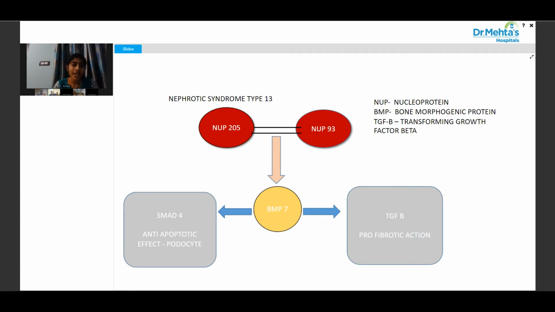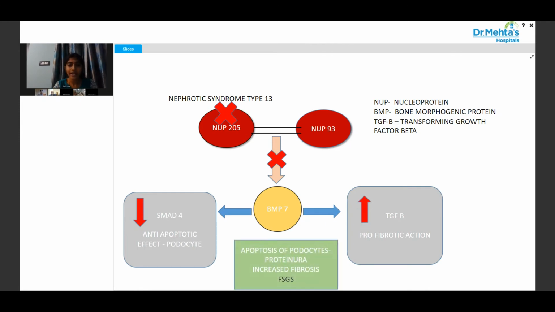In this case, child had a defect in the NUP205 gene. As a result, there was disintegration in the membrane, which had an effect on bone morphogenic protein 7, leading to the disequilibrium in the two signaling pathways, which led to downregulation in the SMAD4 pathway and upregulation in the transforming growth factor beta. As a result, there was increase in apoptosis of podocytes leading to proteinuria and increased fibrosis, leading to focal segmental glomerulosclerosis.